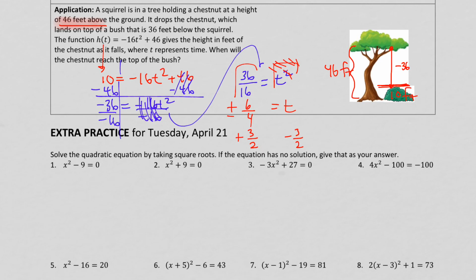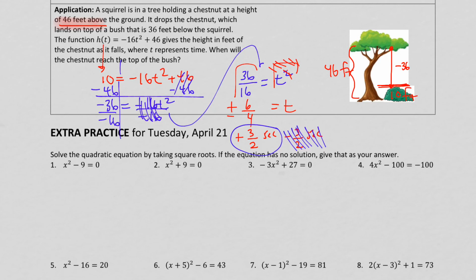So because this is going to be in seconds, you have to think about this making sense in real life. So can the chestnut take negative 3/2 seconds to fall? And it can't, because I can't have negative time. So in this case, this answer, even though I can compute it, is extraneous. It doesn't really count. So the actual answer to this question is it takes 1.5 seconds for the chestnut to fall 36 feet to the top of the bush.